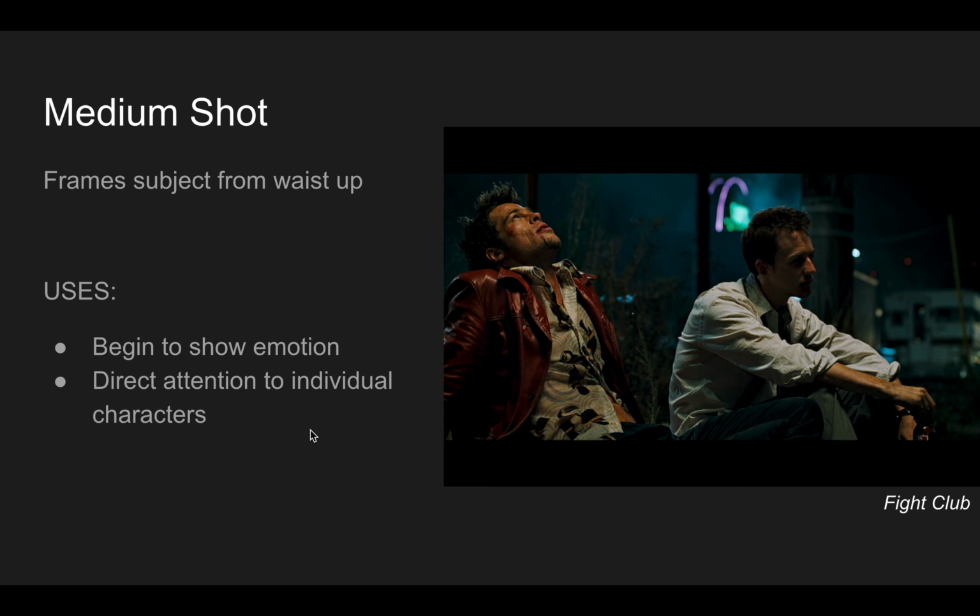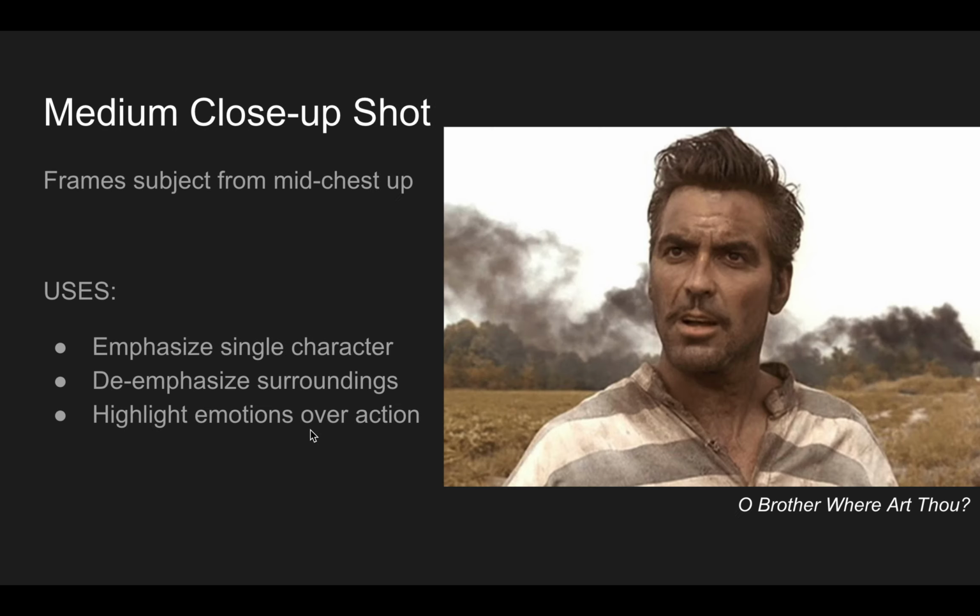Okay, even closer. Now we've got the medium close-up shot. And so here is where we begin to focus a lot more on emotions in our individual characters. It's a lot harder to get two characters in a medium close-up shot unless, of course, it's a romantic film.